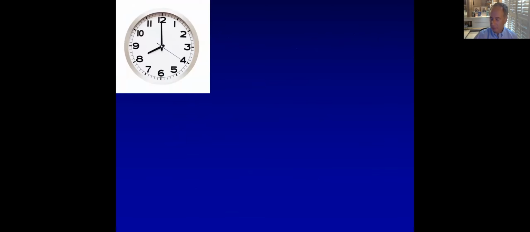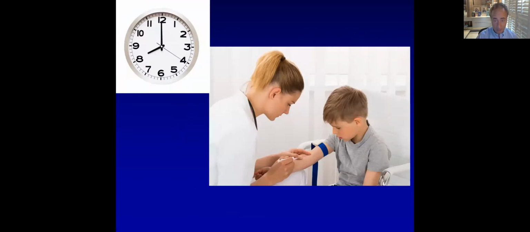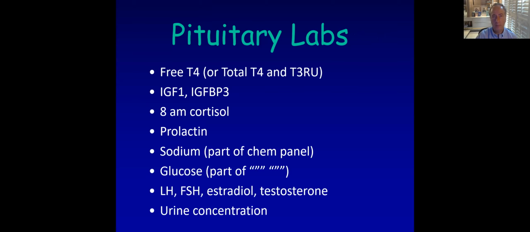Okay, so now the last section is on testing. AM is what we like to test for cortisol. It's good to check the sex hormones like estradiol and testosterone in the morning as well. So here are pituitary labs that we typically get. We usually get the free T4. Some people get the total T4 and what's called a T3 resin uptake. I'm not going to go so much into that, but what we really want is the part of T4 that's not stuck to proteins, because that's the active part.